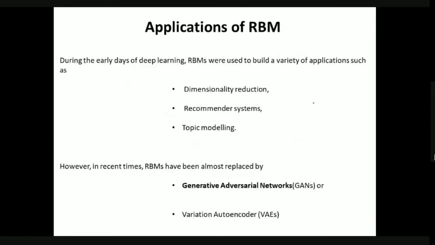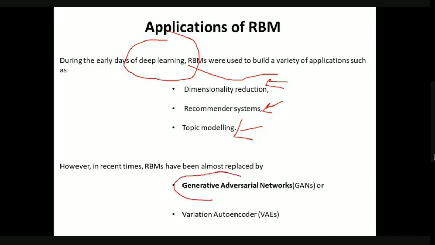Now, applications of restricted Boltzmann machines. During the early days of deep learning, these restricted Boltzmann machines were used to build many applications. The first is dimensionality reduction, the second is recommender systems, and the third is topic modeling. But one important thing to consider is that RBMs have now been replaced by more advanced networks called GANs, generative adversarial networks. We are no longer using RBMs, and they are rarely used.